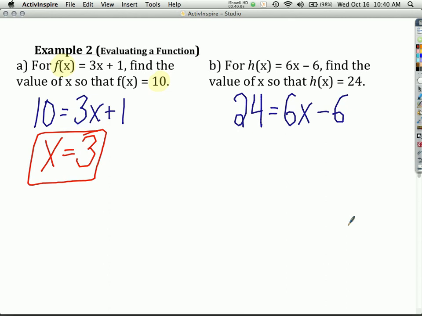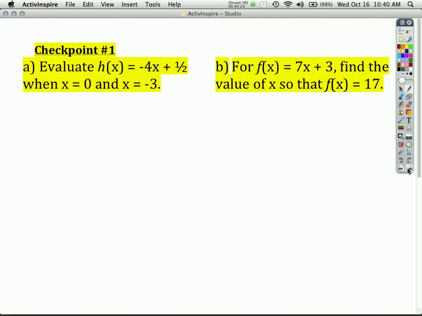What do we get? Sebastian? You get 5. So x equals 5. Does anyone have any questions on how we did that? Questions or concerns on anything here? Okay, let's see how you do on your own. Checkpoint number 1. You got 2 questions. You got 3 minutes.